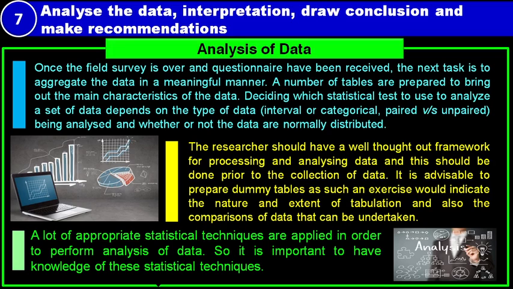Paired versus unpaired data. Scientific experiments often consist of comparing two or more sets of data. This data is described as unpaired or independent, or paired when it arises from the same individuals at different points of time. So the researcher should have a well thought out framework for processing and analyzing the data, and this should be done prior to the collection of data. It is advisable to prepare dummy tables, as such an exercise would indicate the nature and extent of tabulation and also the comparisons of data that can be undertaken.